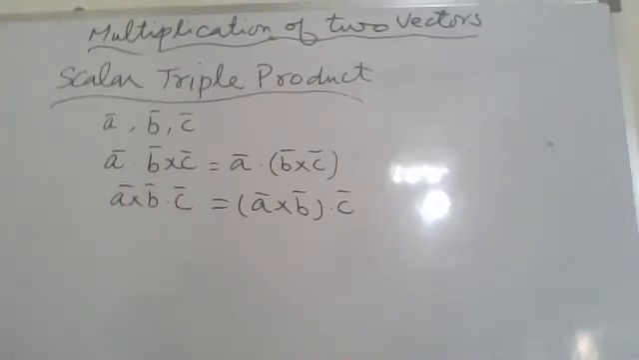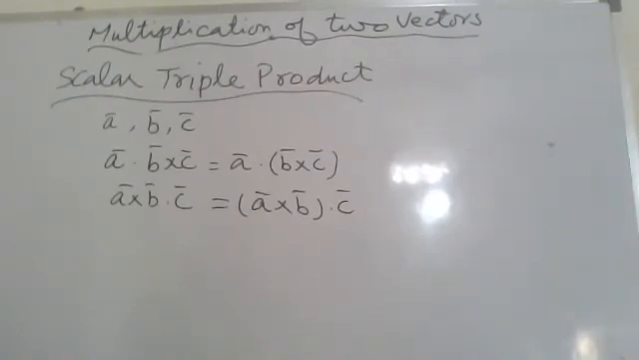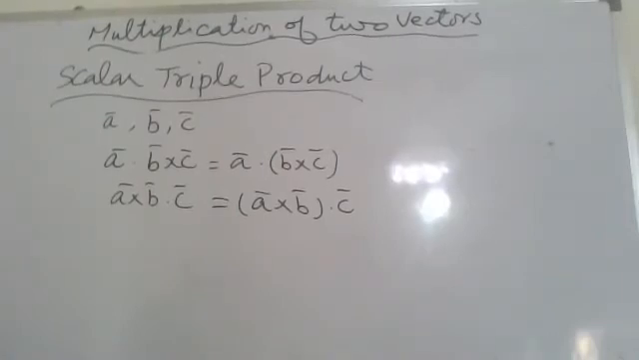Cross and dot are always between two vectors, not between a scalar and a vector. If one is a scalar and one is a vector, we can't take the dot or the cross. We just simply multiply. No dot, no cross between the scalar and the vector.